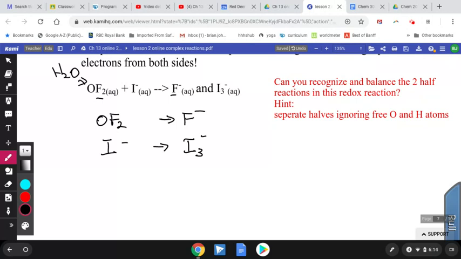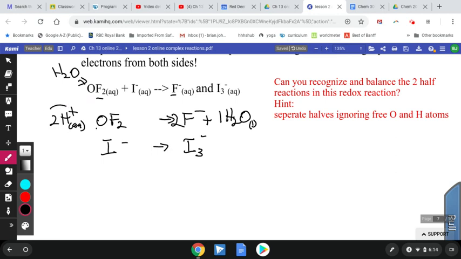If you want to pause the video and try to balance the two half reactions on your own, you could do that and then check to see how you did, or follow along with me. Balance all atoms first, other than oxygen and hydrogen. 2 fluorine, 2 fluorine. Fluorines are done. 1 oxygen, 1 water gives me 1 oxygen. 2 hydrogen, 2 hydrogen. All right, charges are a little tricky on this one.